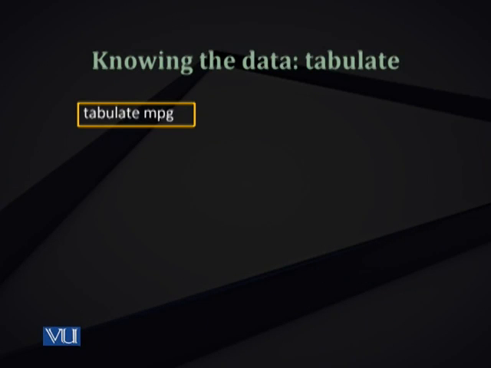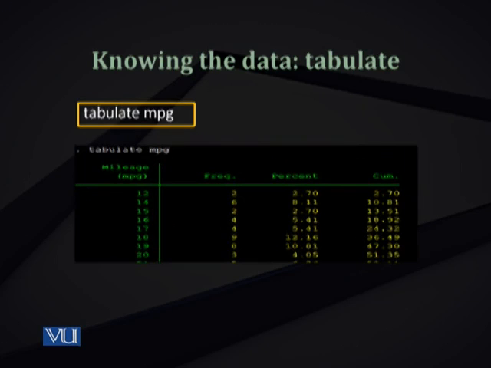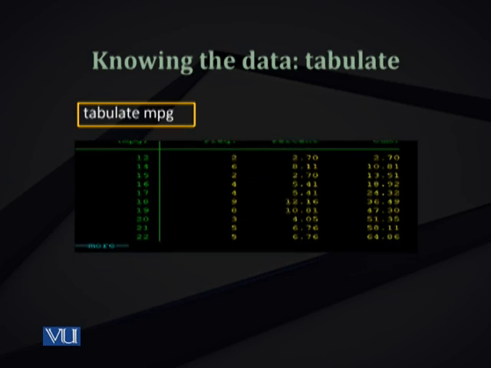So tabulate MPG, you have a title, mileage, MPG, miles per gallon. You can see that it starts from 12 miles with a frequency of 2.7% of total observations and cumulative of 2.7. Note that at the end you have the word "more", which means that the screen is so small that all the values of MPG could not be displayed.